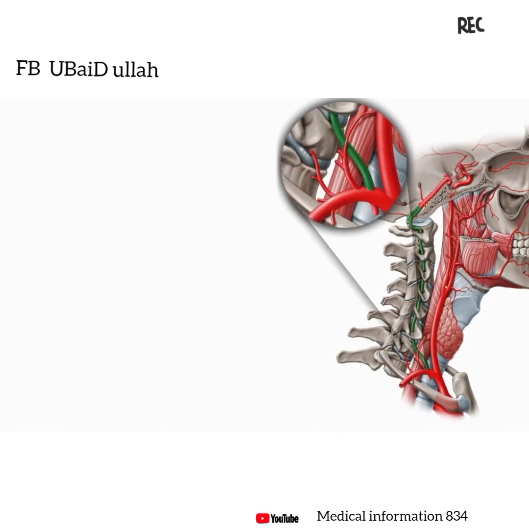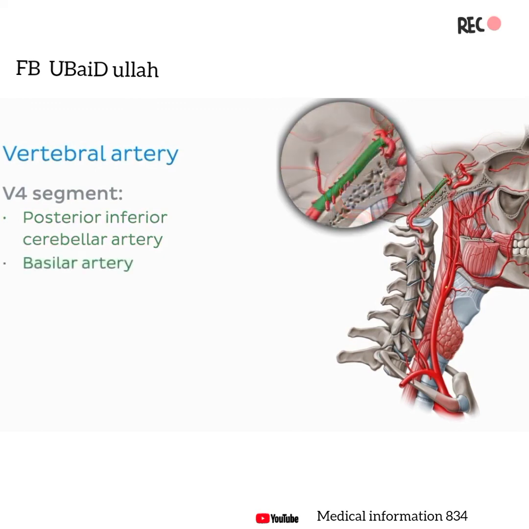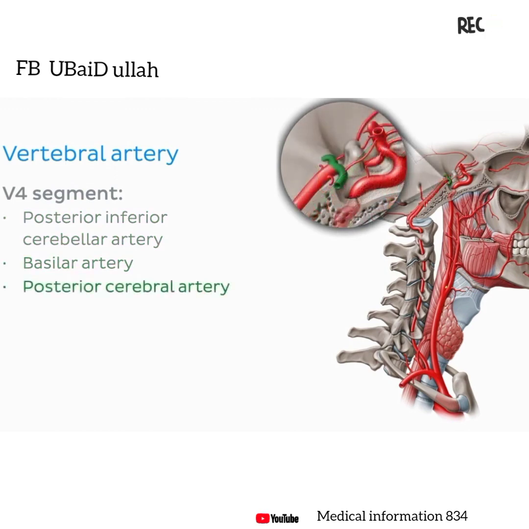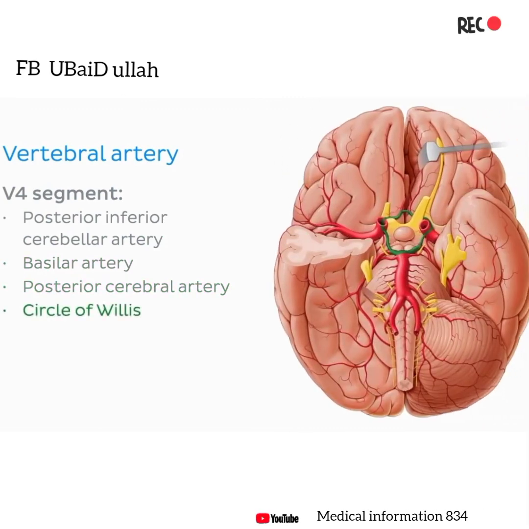Our last port of call was the vertebral artery and its 4 segments. We focused on the V4 segment, which gave off the posterior inferior cerebellar artery before merging with its contralateral counterpart to form the basilar artery. We quickly looked at the branches of this vessel before ending up at the posterior cerebral artery. And finally, we brought it all together by having a quick look at the cerebral arterial circle of Willis.